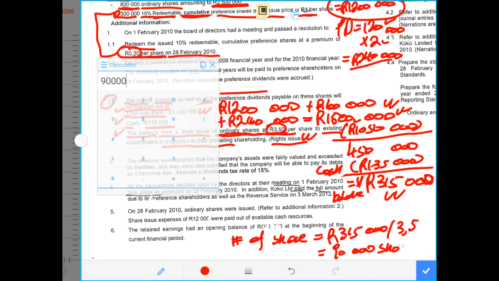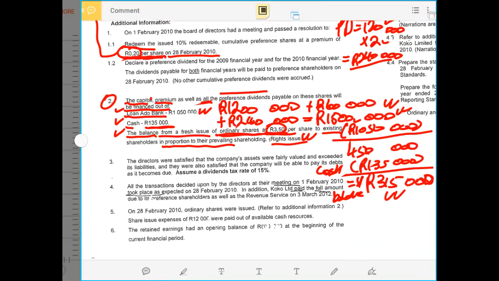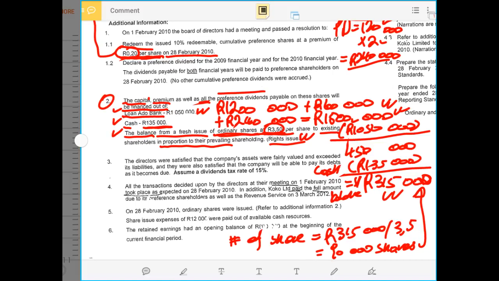So that means the company will have to issue 90,000 shares at the price of 3 Rand 50 so that they get to the capital of 315,000 rands, which is the balance that is still left to be raised. The same applies: if you say 90,000 shares times 3 Rand 50 cents, which is the share issue price, that will give you 350,000. So all the funds have been raised in this case. Then we can continue to the next transaction. Please take note of these workings, guys.